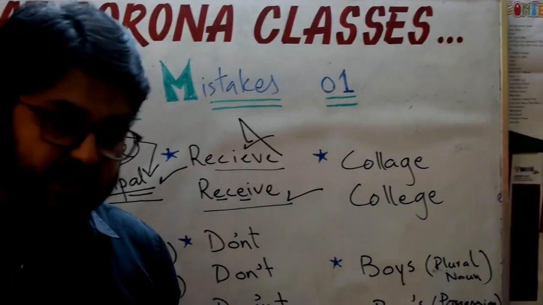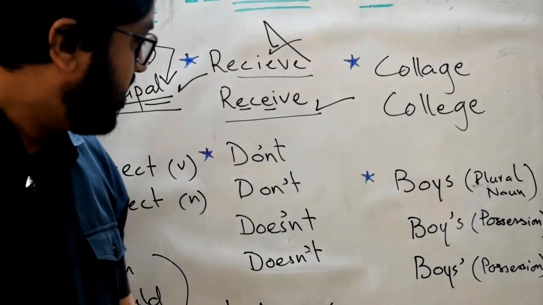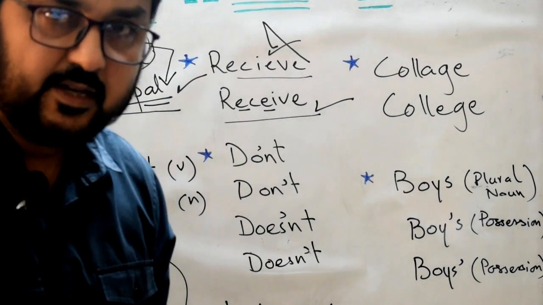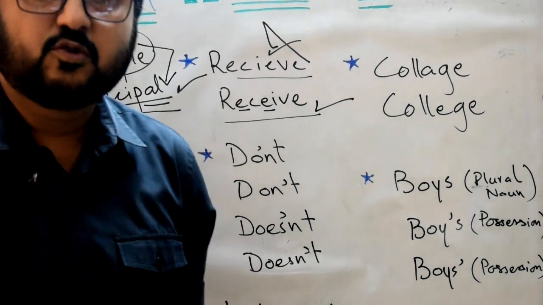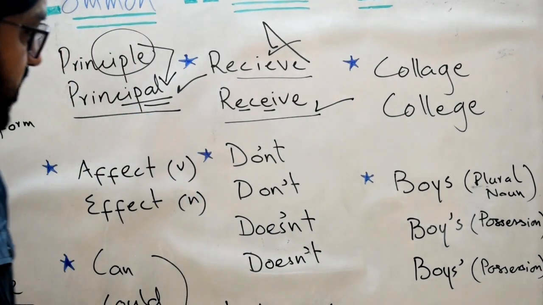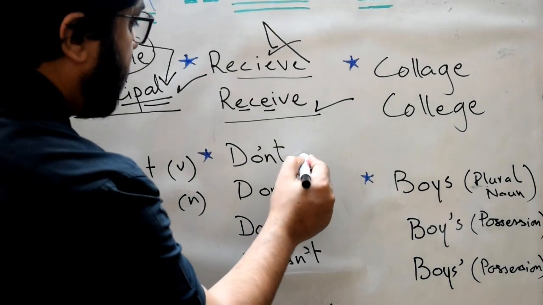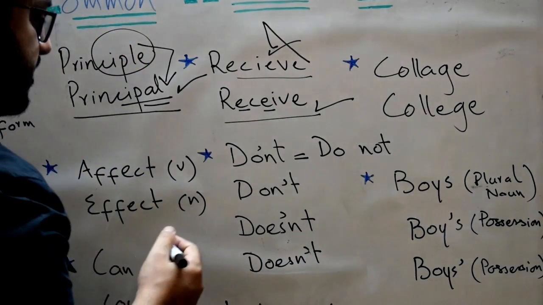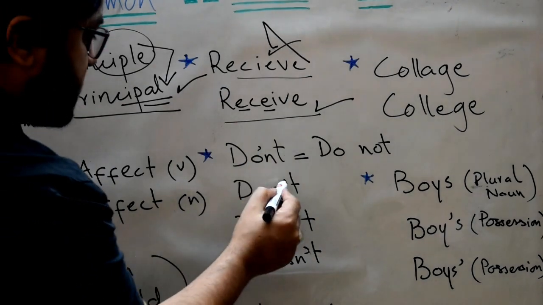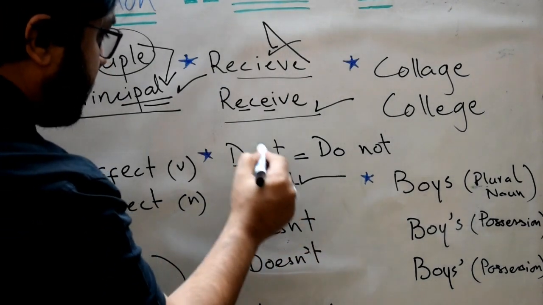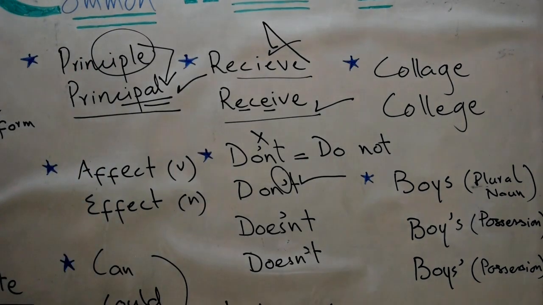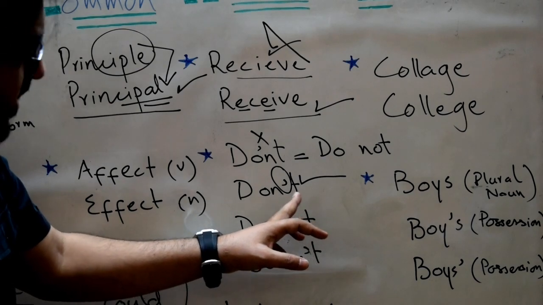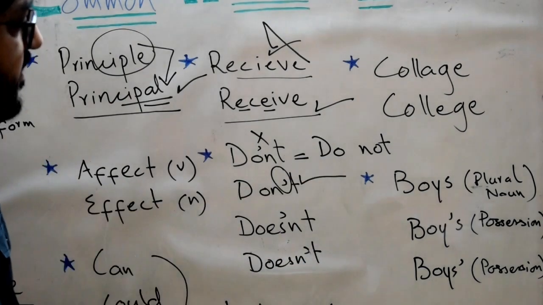The next is the incorrect use of apostrophe in order to contract do not and does not. Why do we use don't when we have to contract do not? Okay, where to supply the apostrophe? This is the right place. This one is right. This is incorrect. Okay, you have to supply apostrophe after N and before T. Okay, there should be apostrophe to contract do not.